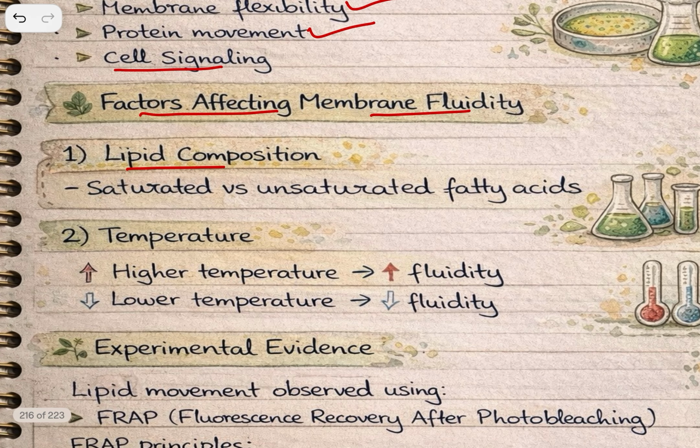First one is lipid composition, whether it is made up of saturated or unsaturated fatty acids. This will decide the fluidity of the membrane. Second, temperature. Temperature is directly proportional to fluidity. High temperature, high fluidity; low temperature, low fluidity.